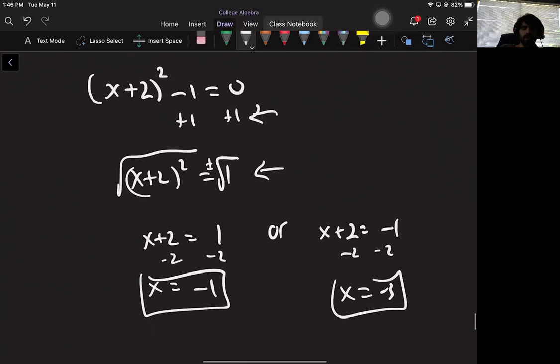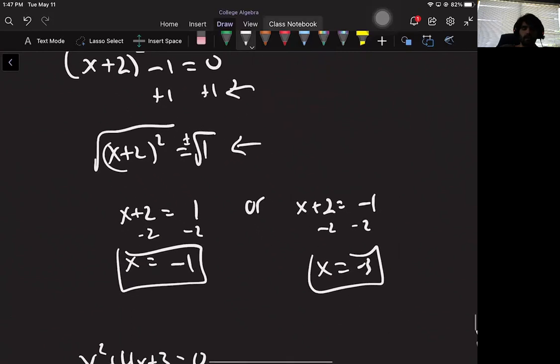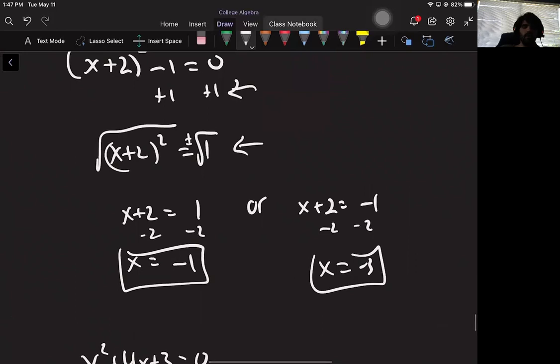Okay, so if you see something like that when you do examples, we're just going to say that there's no solution, no real solution. Okay, so that's it for today.